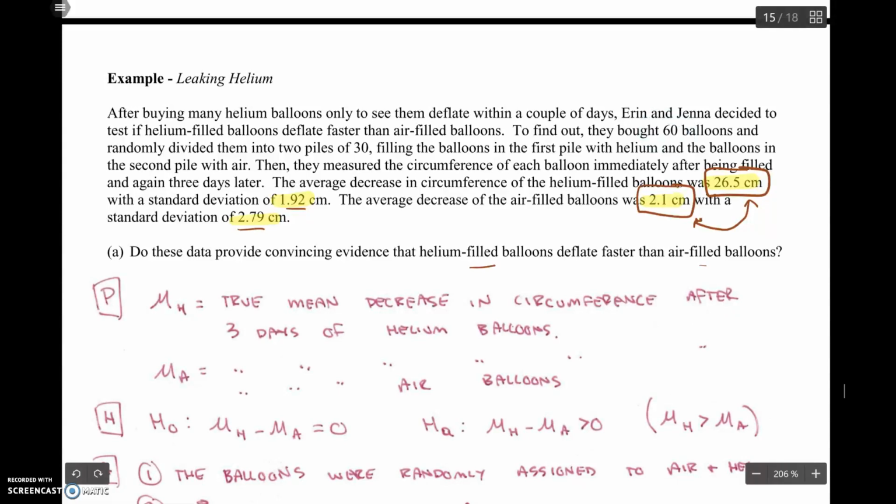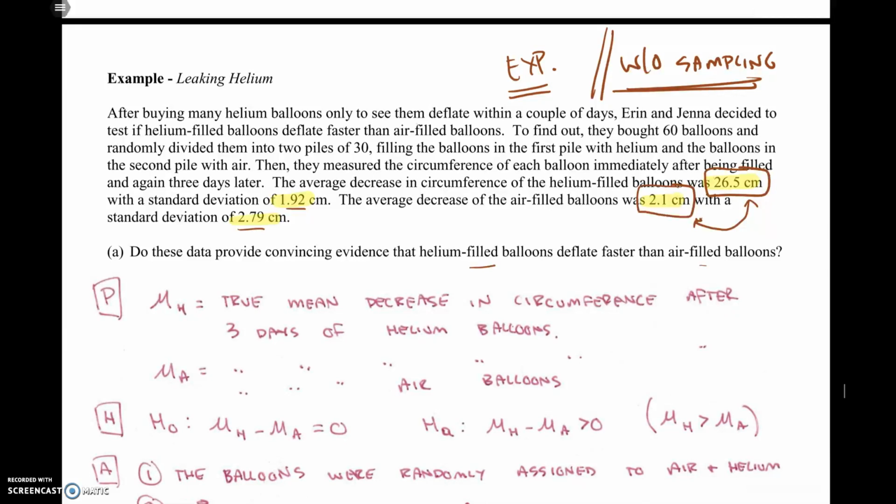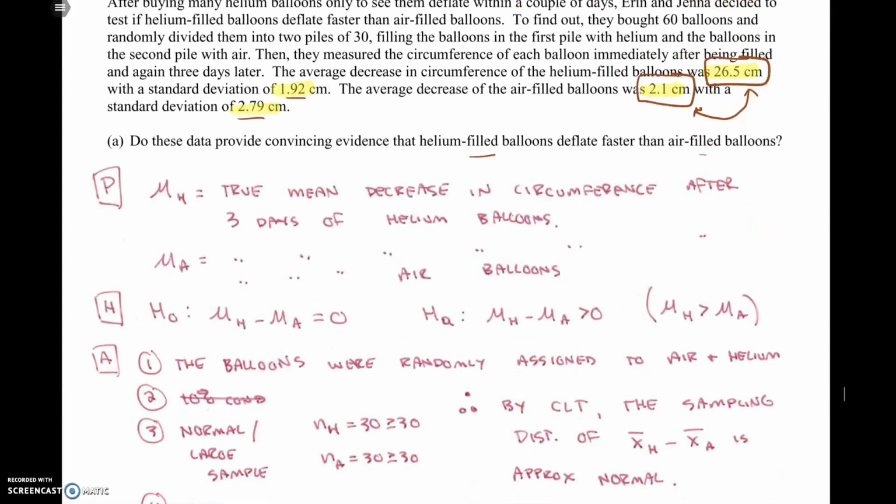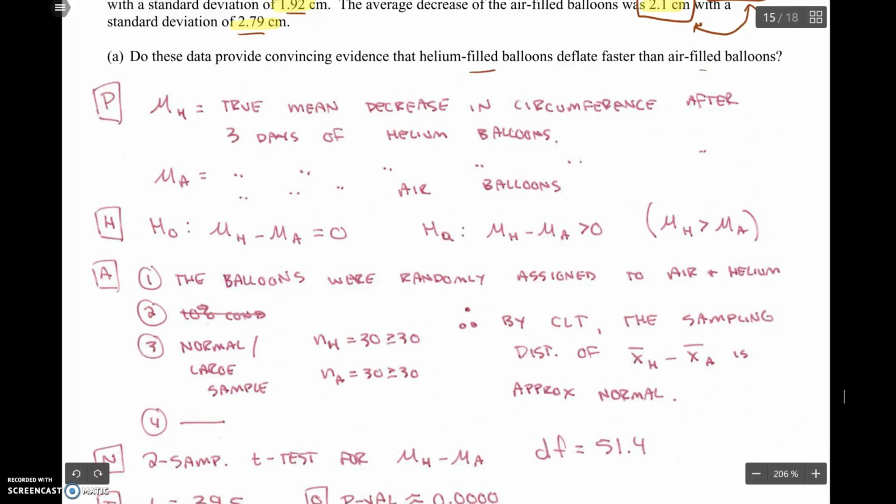And then what did I do? I randomly divided them into two piles of 30. And then I applied a treatment to each of those 30. This is an experiment. Experiment without sampling. So I'm not going to be able to generalize to a greater population. Instead, I can just prove causation. Basically, the causation is, do air-filled balloons deflate, or helium-filled balloons deflate faster? So the true mean decrease in circumference after 3 days for helium balloons.